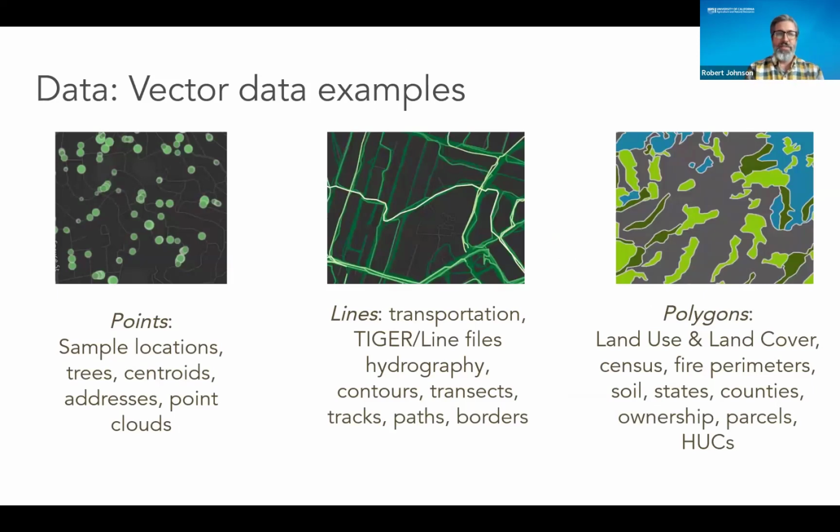So some examples of vector data, once again, points, lines, and polygons. Your points can be sample locations for research. It can be trees, which we will be working with today, centroids of a larger polygon data set, addresses, things of that nature. Lines can be things like roads, streams, contour lines, anything that's a linear feature. And polygons will be anything that covers an area, land use, land cover, census data, your boundaries of states, counties, etc.